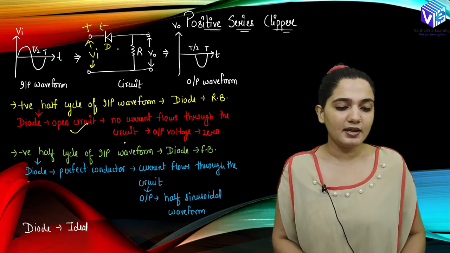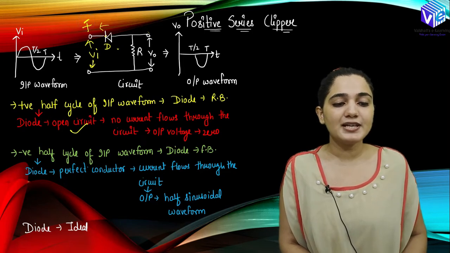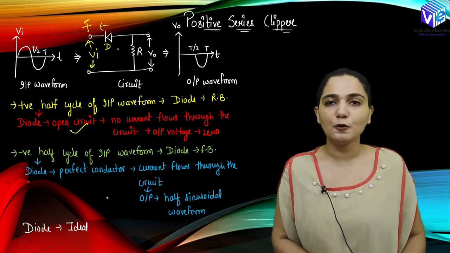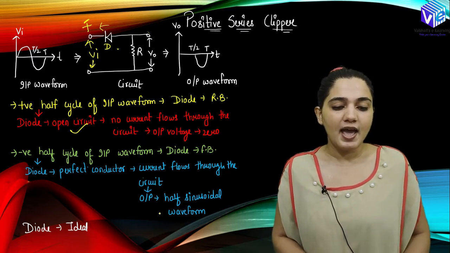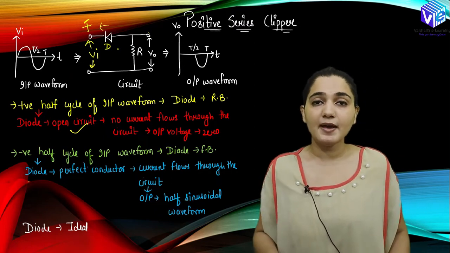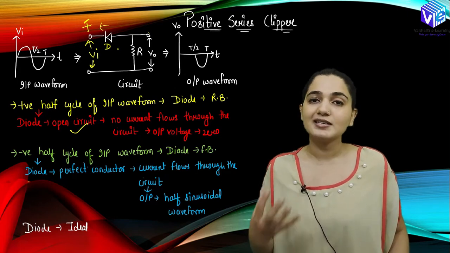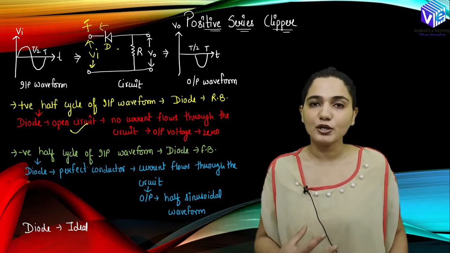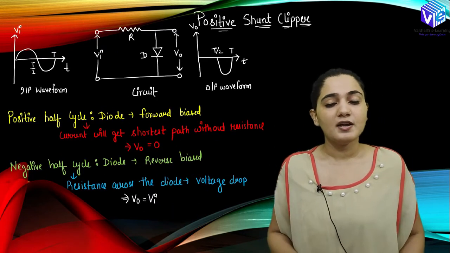Now in the negative half cycle we will be having the negative voltage over here, and the diode's N side is connected to the negative voltage, due to which I can say the diode is forward biased and will behave like a perfect conductor, and the current will flow through the circuit, and the output will be a half sinusoidal waveform on the negative side. And here I am considering the diode to be ideal, because when the diode is ideal I am not considering any leakage current, right? I am not considering any on voltage. So I hope you understood the positive series clipper.